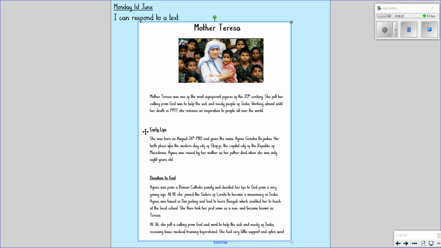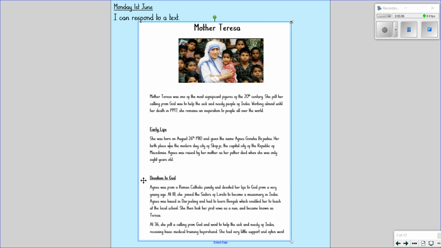Early life. She was born on August the 26th, 1910, and was given the name Agnes Gonxha Bojaxhiu. Her birthplace was the modern city of Skopje, the capital of the Republic of Macedonia. Agnes was raised by her mother as her father died when she was only 8 years old. Devotion to God. Agnes was from a Roman Catholic family and devoted her life to God from a very young age. At 18, she joined the Sisters of Loreto to become a missionary in India. Agnes was based in Darjeeling and had to learn Bengali, which enabled her to teach at the local school.